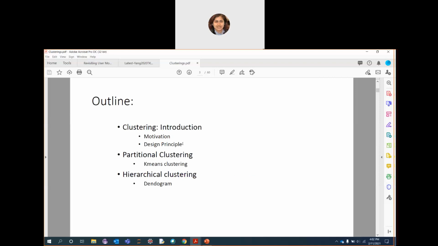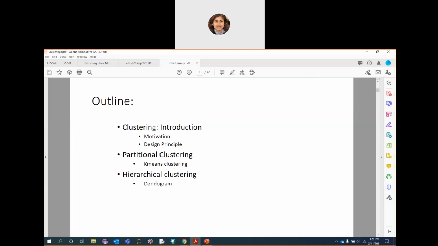Then one type of clustering called partitional clustering, and then another type, hierarchical clustering. Also, in each type of clustering, we will be seeing specific algorithms meant for that particular type of clustering. So some of those are k-means. Then we will see the dendrogram in hierarchical clustering, and last we will cover the DBSCAN algorithm.